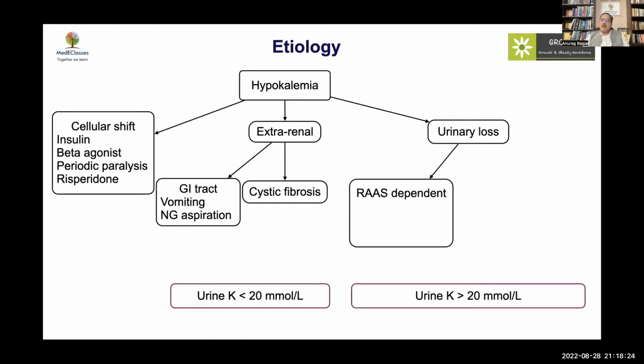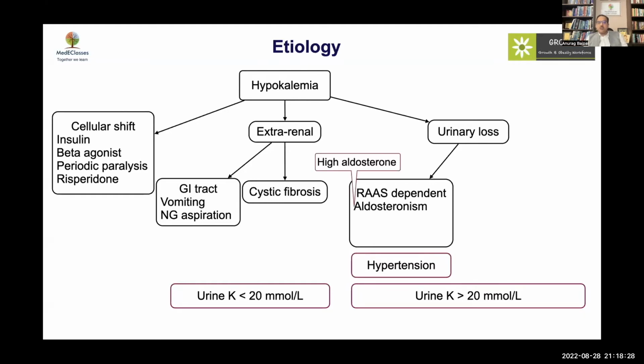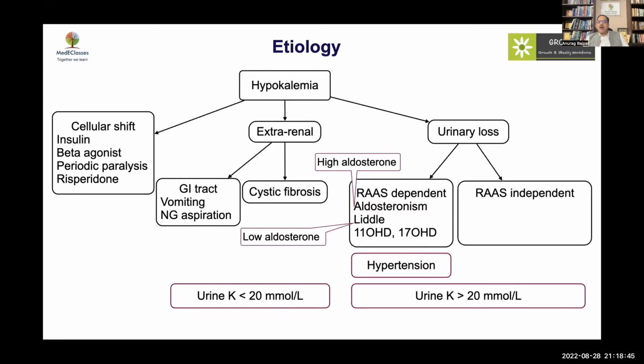Finally, the most common cause ultimately is urinary loss, where the urinary potassium is high. This could be a RAS-dependent process with hypertension, including aldosteronism, in which aldosterone levels will be high, Liddle syndrome, which is basically epithelial sodium channel activation, or CAH variants in which you have increased apparent mineralocorticoid activity. These are associated with low levels of aldosterone. Finally, you may have a scenario which is RAS independent, which includes tubulopathy, which is associated with alkalosis, and renal tubular acidosis, which is associated with acidosis.